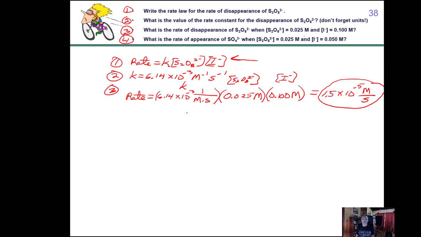Before I go on, I'm going to go ahead and address rate constants. And then we're going to do something that's a little bit more challenging.